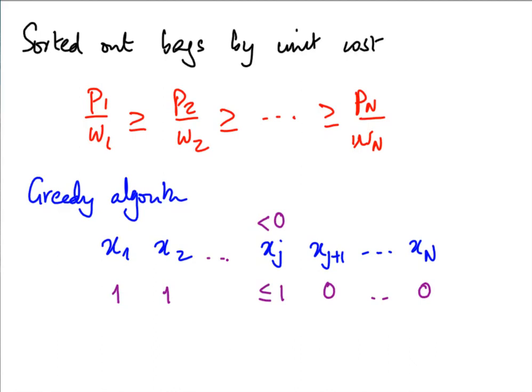So in general, the greedy solution will have the following picture. It will start with an entire sequence of ones, and it will end with an entire sequence of zeros. And there will be a position j at the end of the ones, which is either 1 or something smaller than 1, corresponding to a fractional bag that we have selected to fill up the knapsack. So now the question is, how do we show that our greedy solution is optimal?